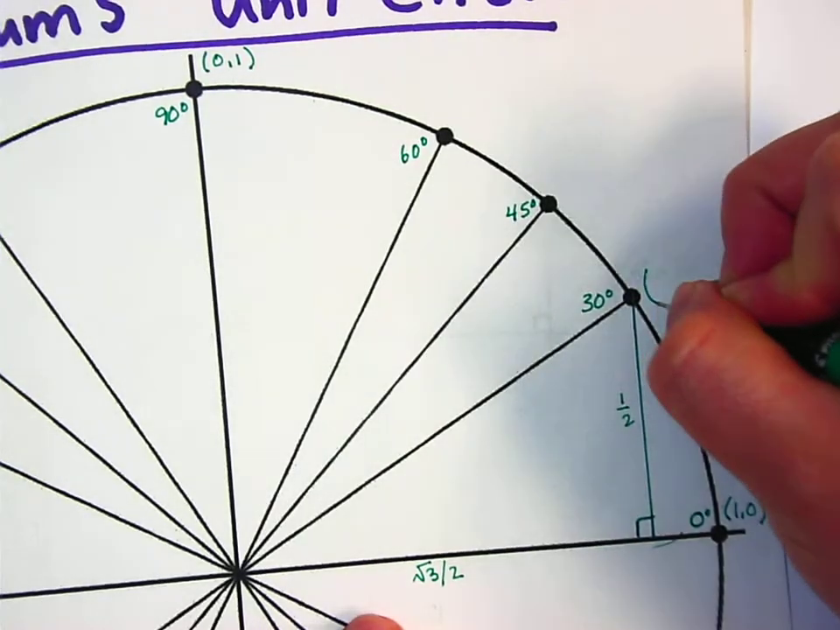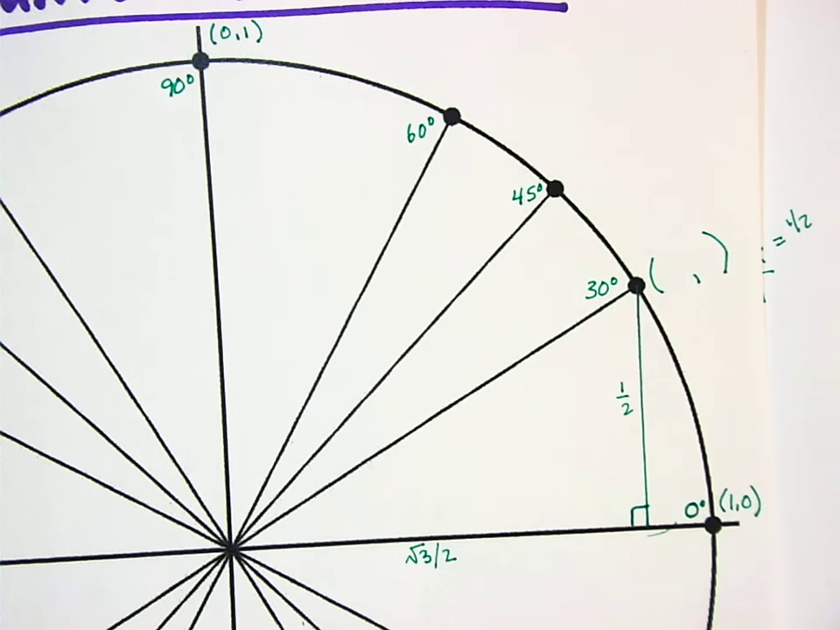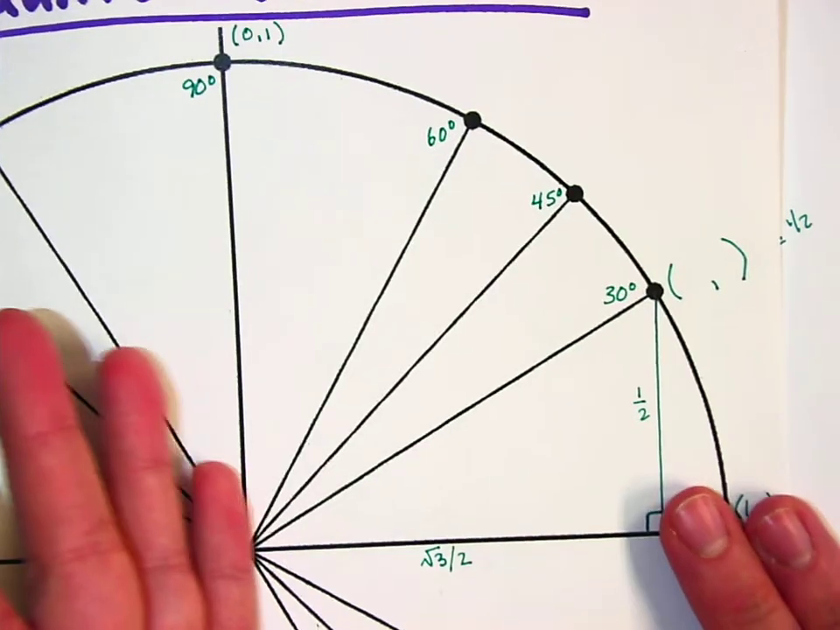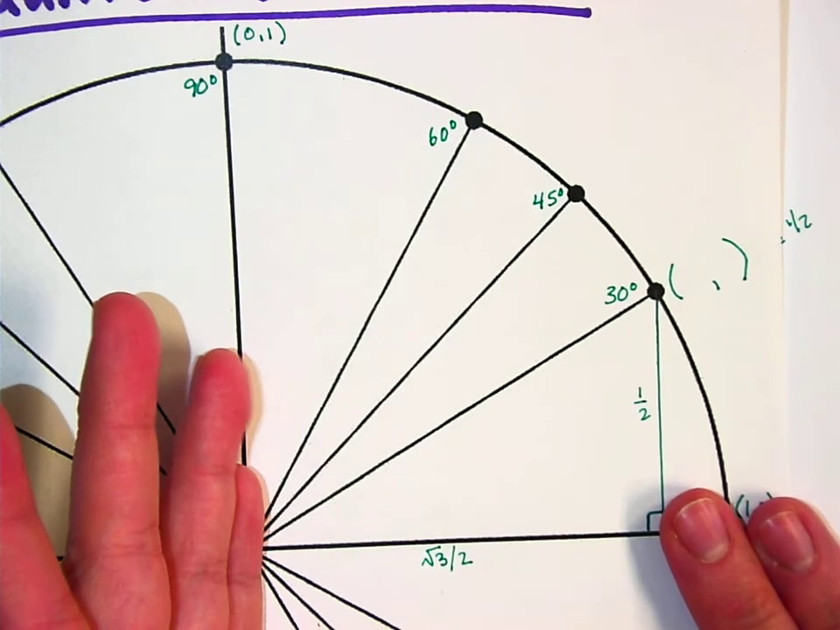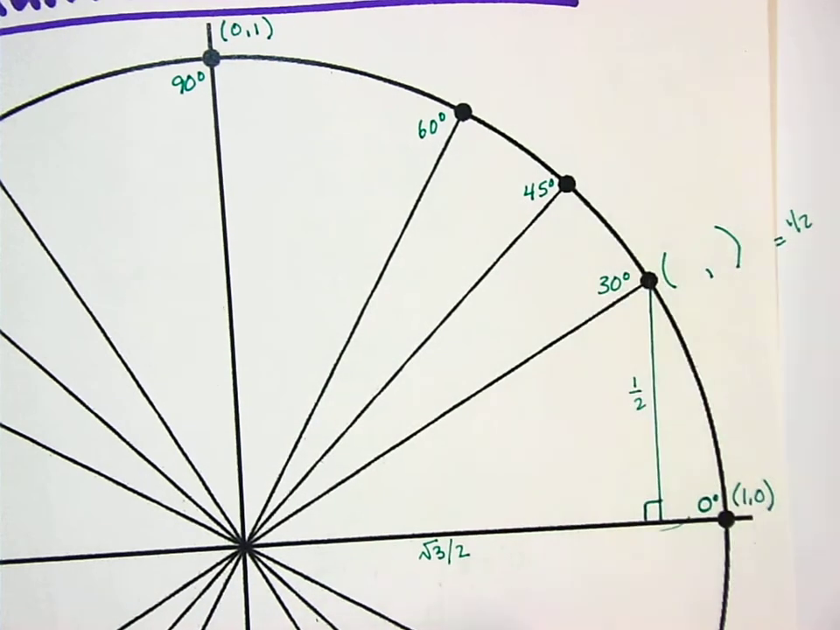All right, so for the first prize, what is that point? We know that this first point was 1, 0. And I just told you this distance. So what's this point right here? Raise your hand digitally if you think you know the answer.